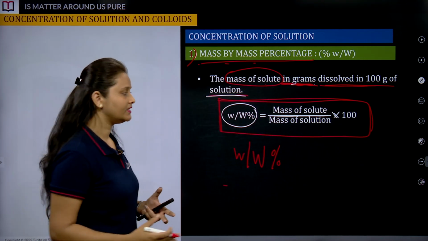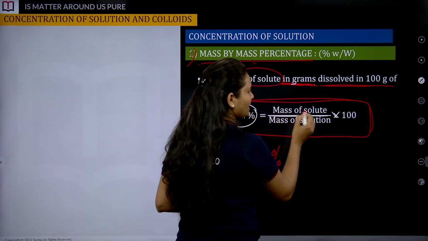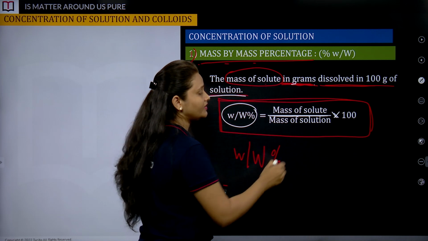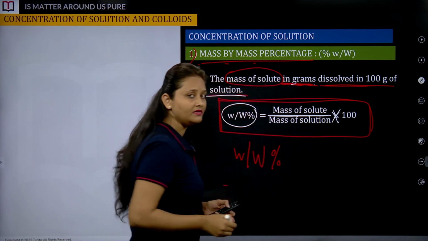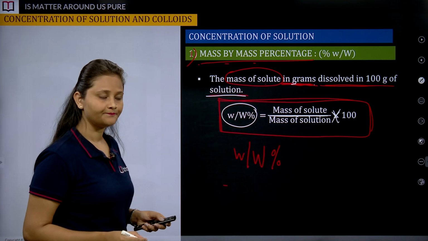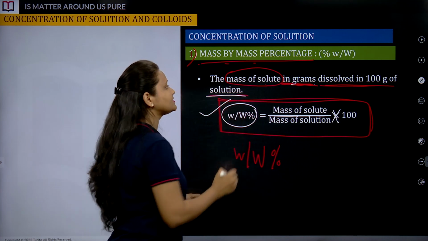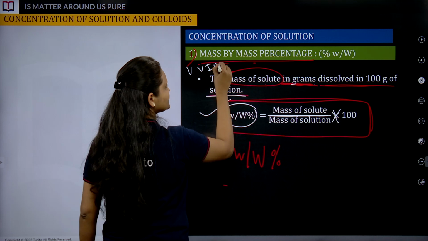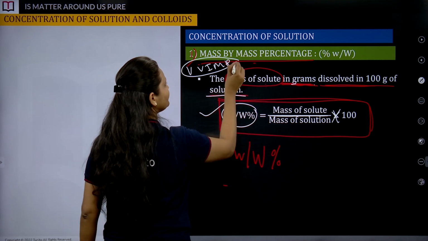How do we calculate this? We take the mass of the solute, divide it by the mass of the solution, and we are calculating a percentage, so into 100. Is it clear? Students, just quickly make a note of this. It's very important. There are some numericals which are based on this topic.